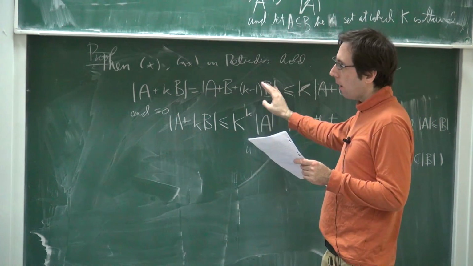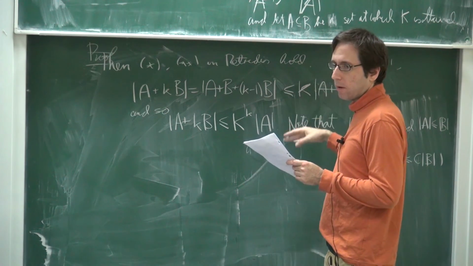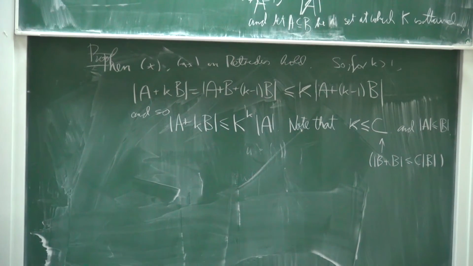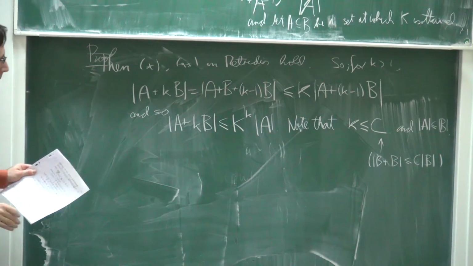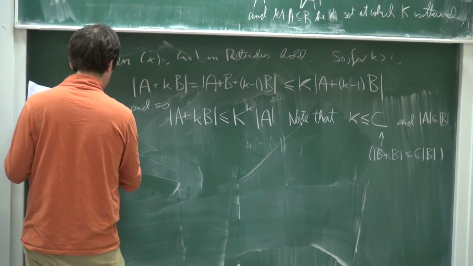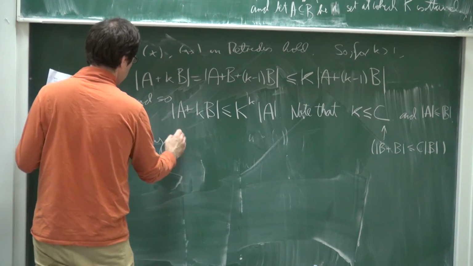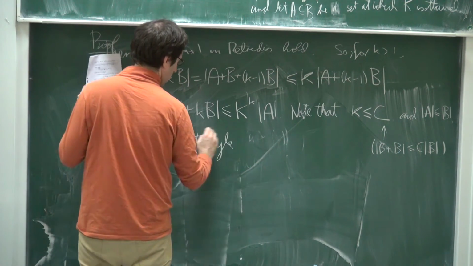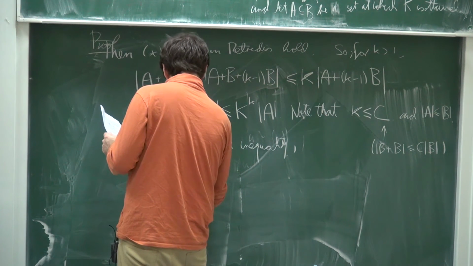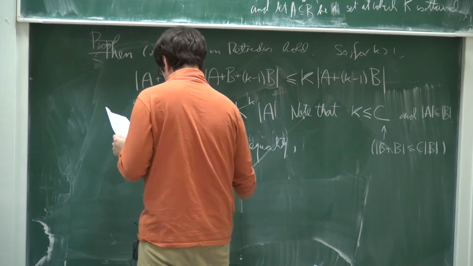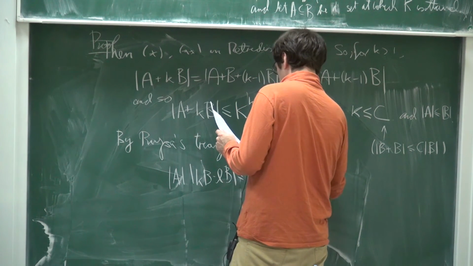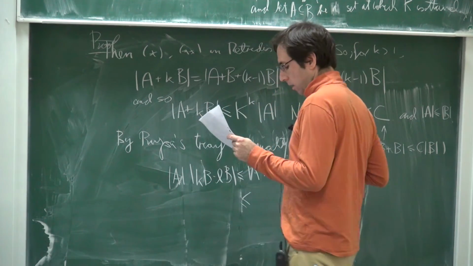So here we're applying Petridis' lemma, and then we're iterating. As I said, Petridis' lemma is useful because it allows us to bound a longer sum in terms of a shorter one. So we're almost done. So by the triangle inequality, A plus KB minus LB is going to be at most A plus KB times A plus LB.